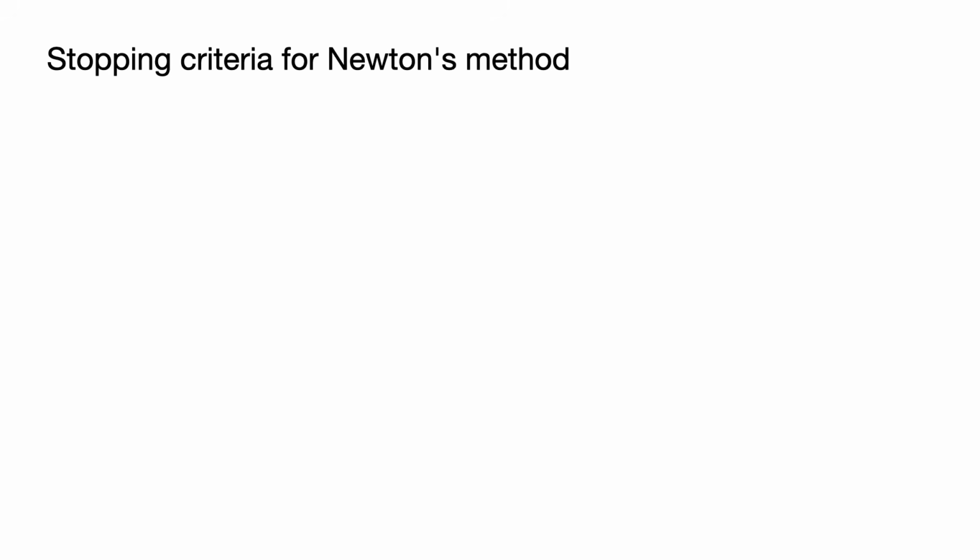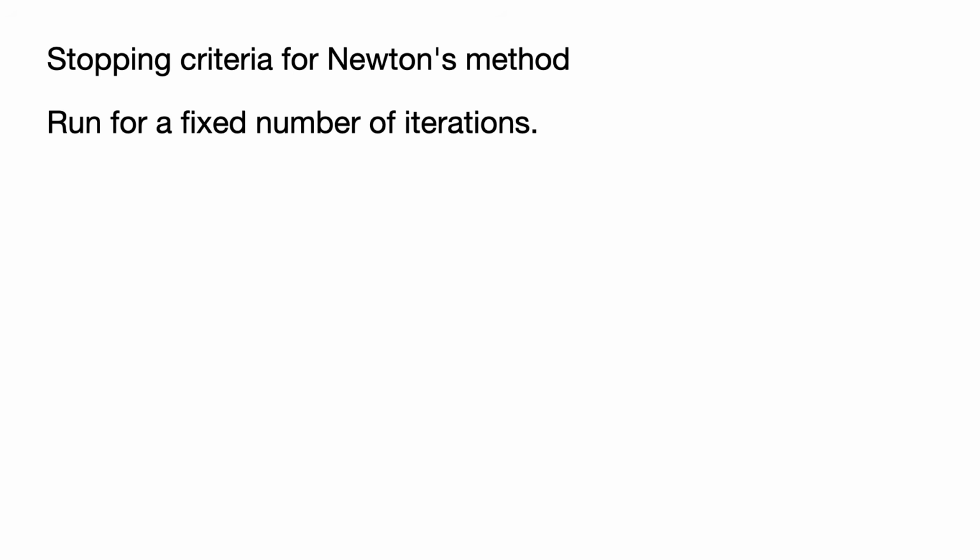Now let's talk about stopping criteria for Newton's method. And by stopping criteria, I mean, when do we stop the iterations? One answer is just to run for a fixed number of iterations. And this has some good properties. The first is that we know how long it's going to take approximately because it does the same number of computations each time it runs. And the second is we know it's going to end eventually, so we won't get stuck in an infinite loop. The problem with this approach is that we don't know we got close to an answer. We just know it ran for a certain number of times.